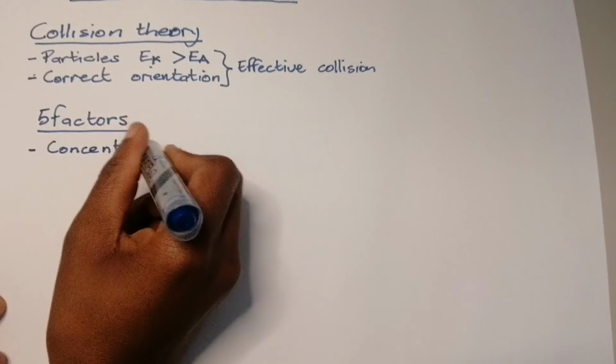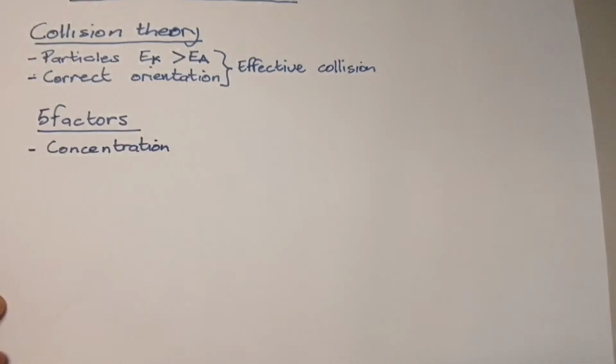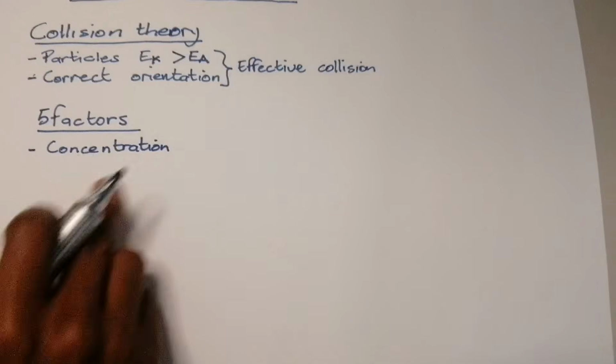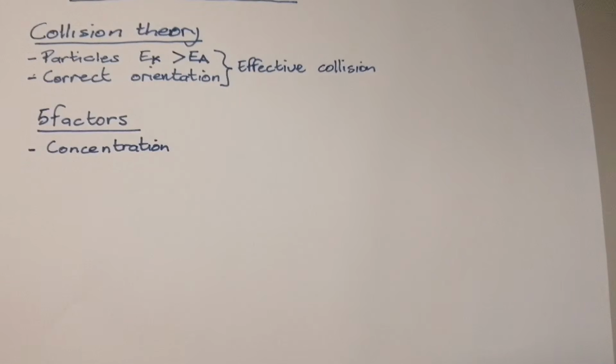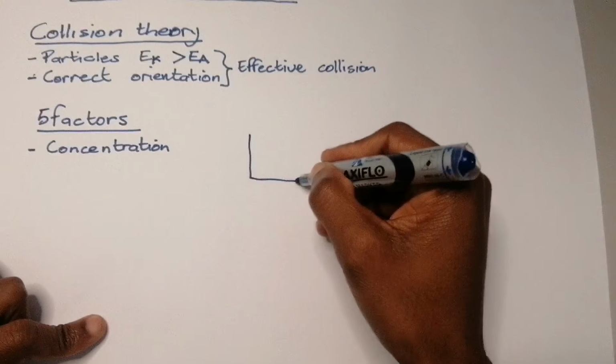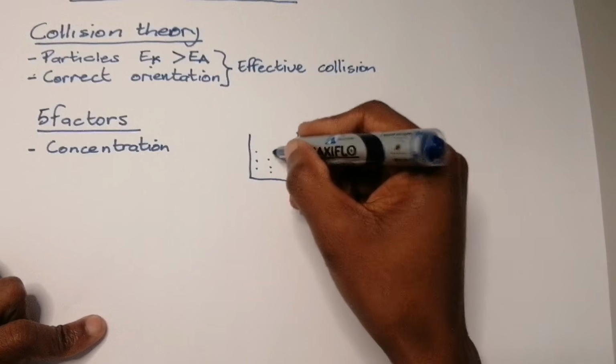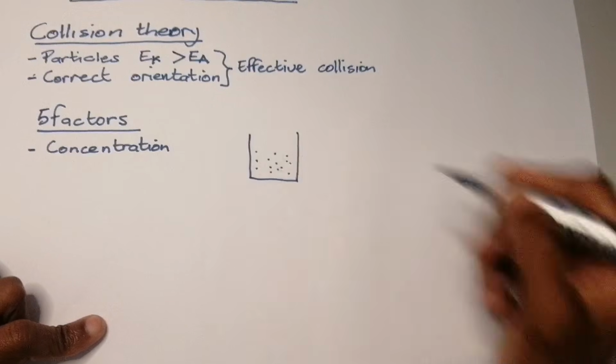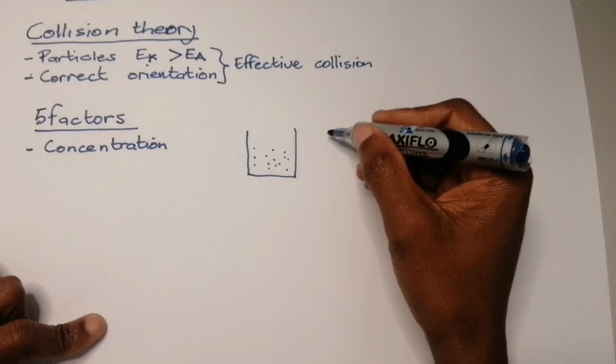Okay, so right, the first factor that improves the rate of a reaction is concentration. When we talk about concentration, we are talking about the number of moles that are there per unit of volume.